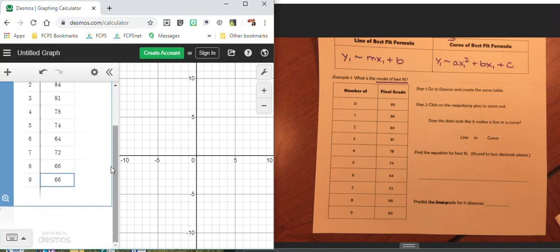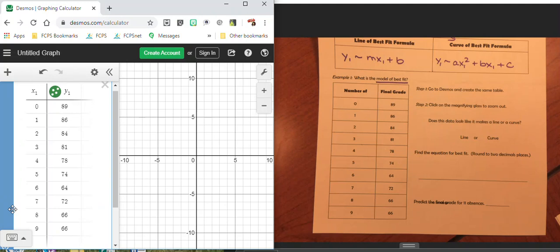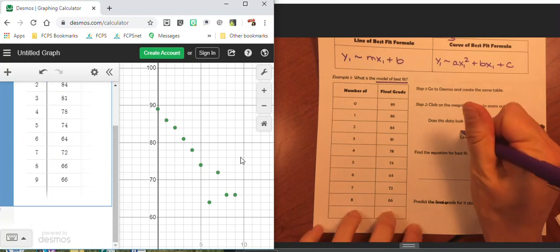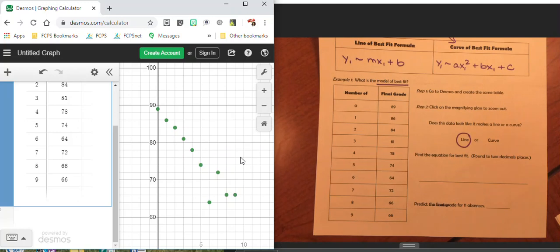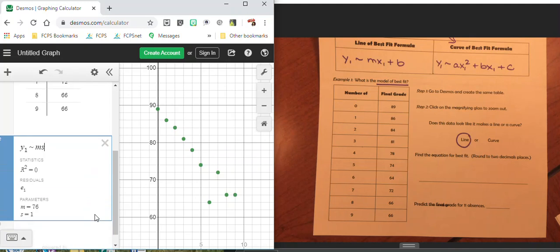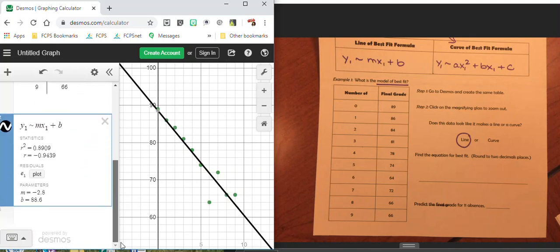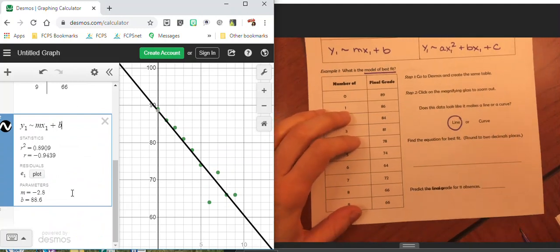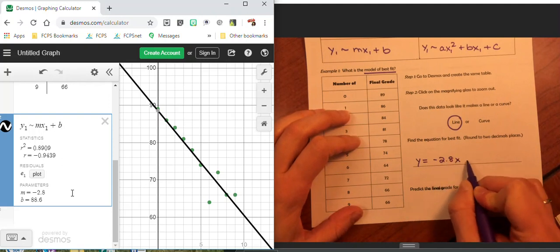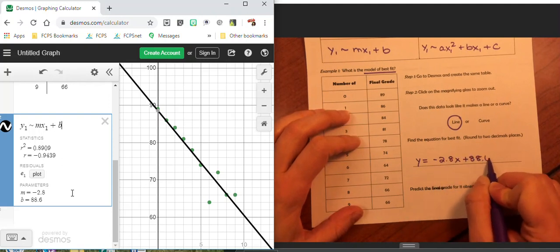To see what this data looks like, I click on this magnifying glass here in the corner, and we should get a zoom fit. All right, so judging from this data, I think that a line is probably the most appropriate model for this data set. So if it's a line, to find the line of best fit, I do y1 tilde mx1 plus b. And I can see that m is negative 2.8, b is 88.6. So the line of best fit is y equals negative 2.8x plus 88.6.